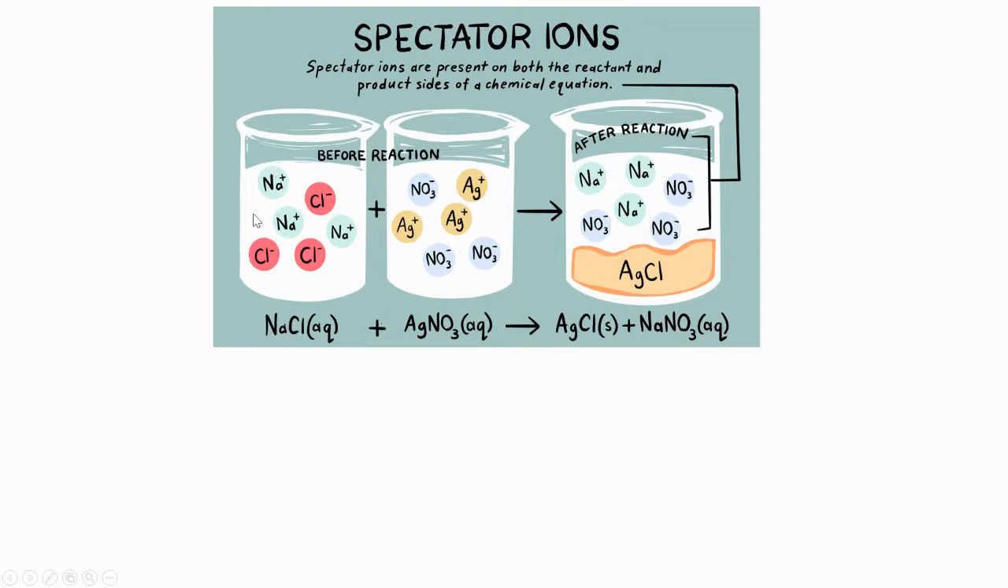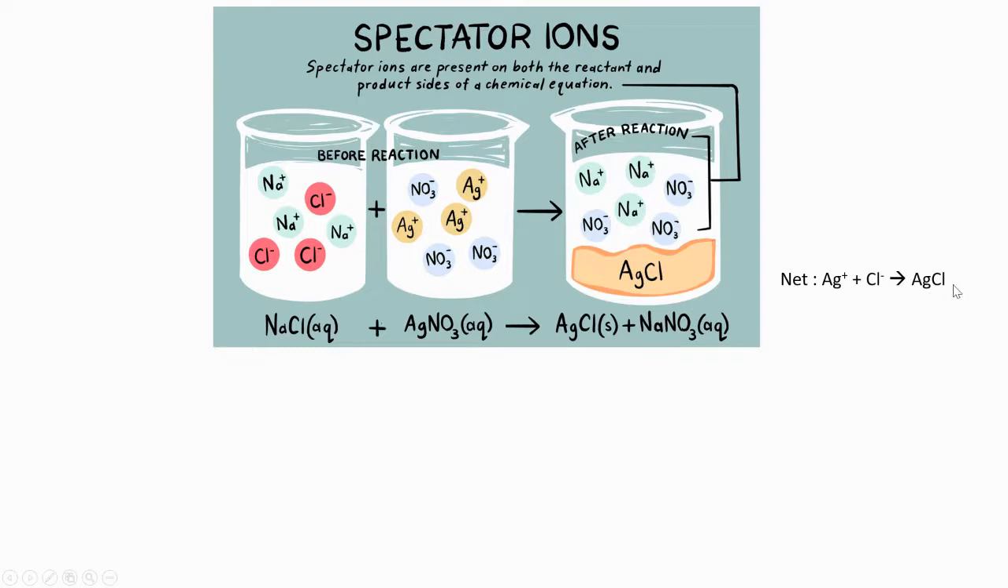To visualize this a little bit, we have NaCl, add AgNO3, and we're going to form the precipitate, AgCl, right? So these Cl minus ions are going to react with the Ag plus ions. They're going to form this precipitate at the bottom. And the NaNO3, these are going to be the spectators. They're just going to be floating around.